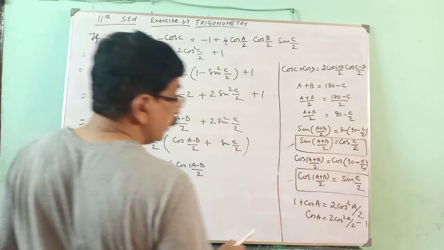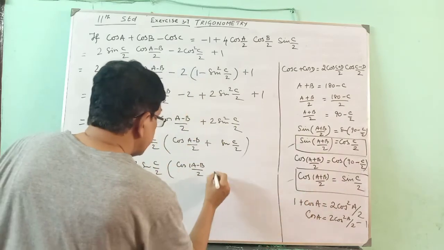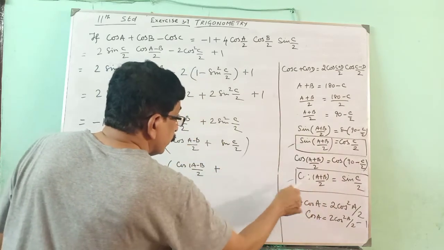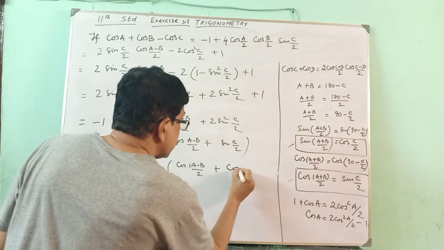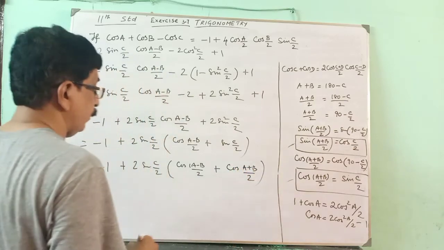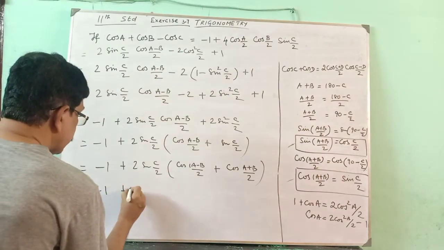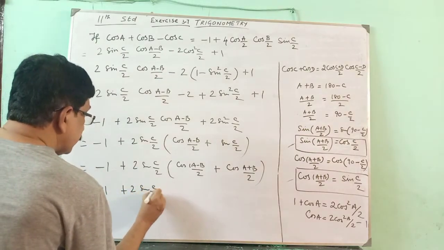Sin c/2 is equal to cos (a+b)/2, so this is equal to minus 1 plus 2 sin c/2.